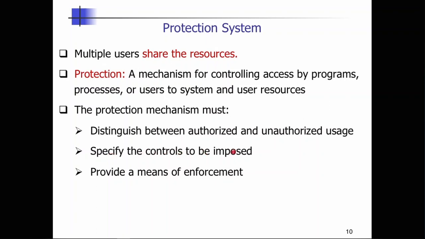It must specify the controls to be imposed. How do we know who is authorized and who is unauthorized, who is privileged and who is not privileged to make certain changes in the operating system? To control that, we need to impose those controls and provide a means of enforcement. Once the control has been decided, enforcing it is also the responsibility of the operating system.